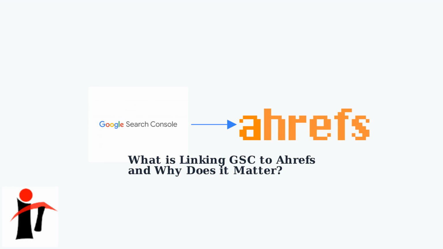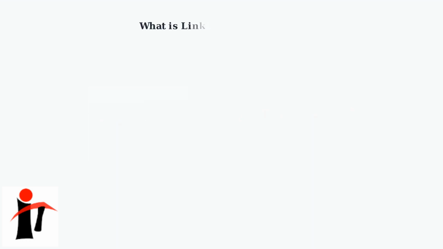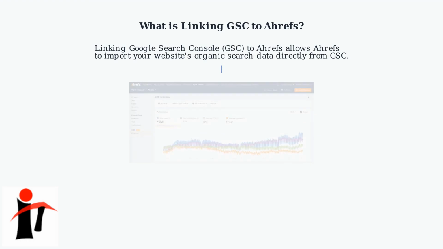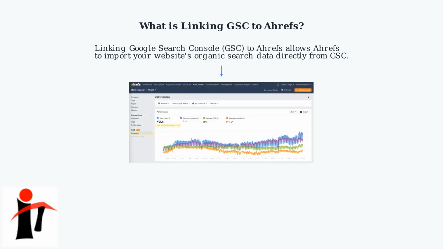Let's start by understanding what this integration is and why it's important for SEO professionals. Linking Google Search Console to Ahrefs enables Ahrefs to pull in your website's organic search data directly from Google's platform. This includes valuable metrics like search queries that users entered, the number of times your pages appeared in search results, clicks received, and your average ranking positions.